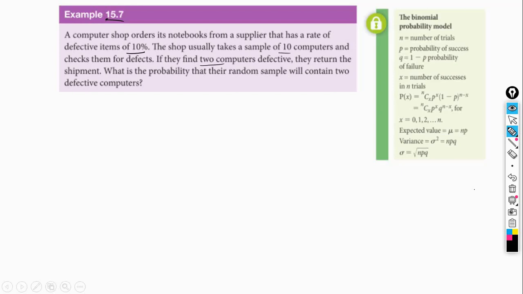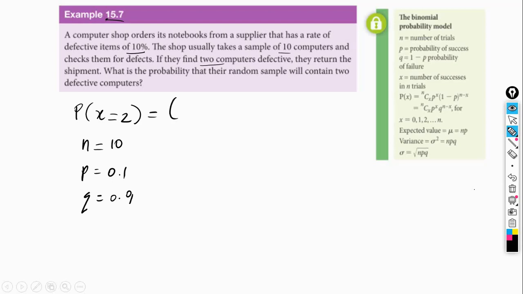So this is the probability that X equals 2, and we have, in this case, let's use the formula. So N is the trials, the number of trials. In this case, it's going to be 10 computers. We said that X is 2, and then we have the probability of success being 10% or 0.1, which makes the probability of failure equal to 0.9 or 90%. So with this information, we're ready.